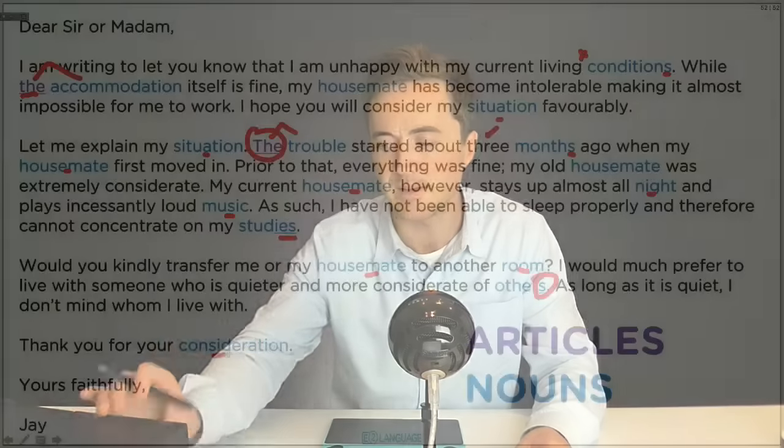Is it condition or conditions? The other thing to consider is articles. Is it the accommodation? Because we're talking about specific known accommodation. Or are we talking about an accommodation or just accommodation in general? You have to be precise with your article use.